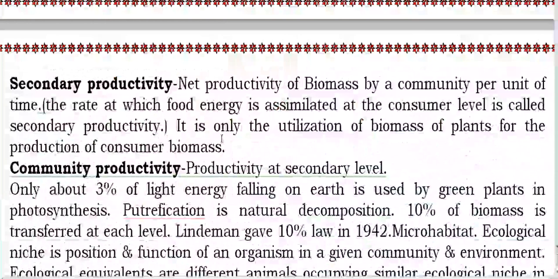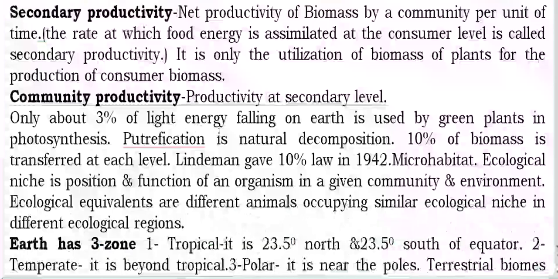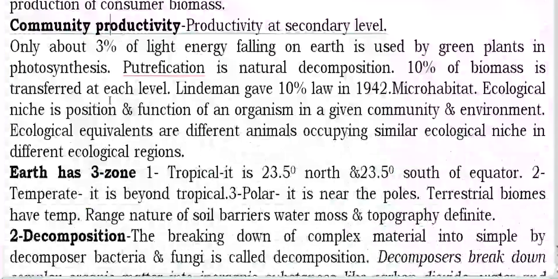Secondary productivity is the amount of biomass stored at the consumer level. This is called secondary productivity. It is only the utilization of biomass of plants for the production of consumers. Community productivity is the total amount of the material which is deposited at the community level. Eutrophication is natural decomposition which occurs by itself.